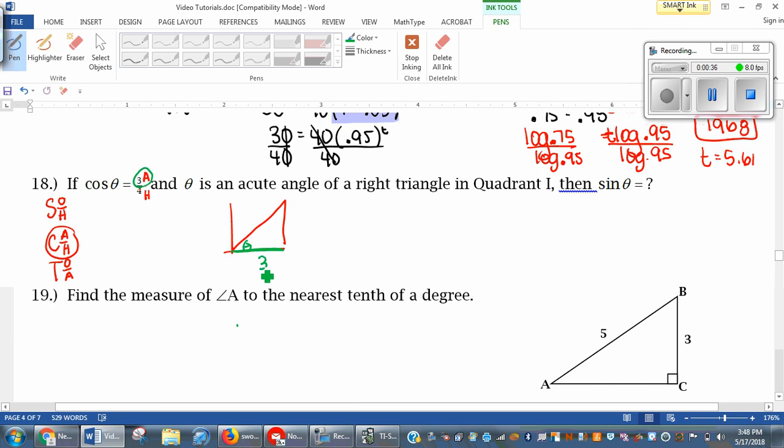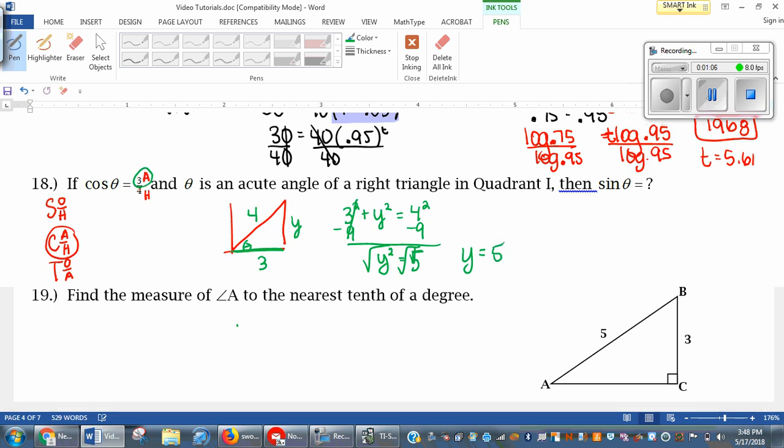I'm going to call that 3. The hypotenuse is 4, so I need to figure out this side. So I'm going to say 3 squared plus y squared equals 4 squared. So 4 squared is 16. I'm going to do 16 minus 9, which gives me 5. And then I want to take the square root of both sides, giving me the square root of 5.